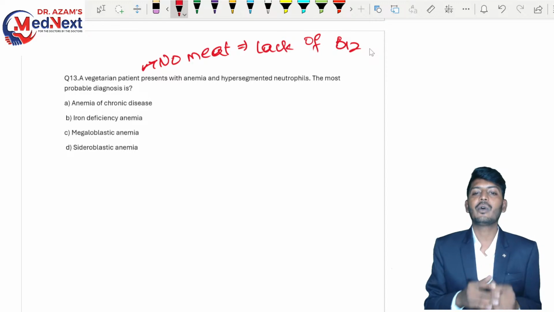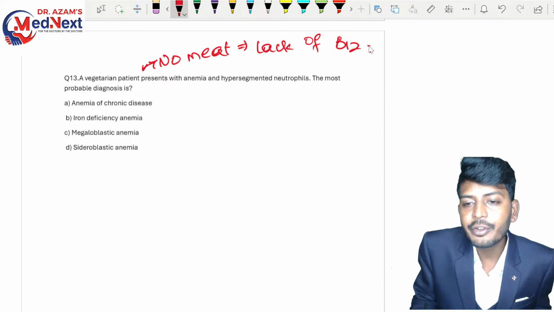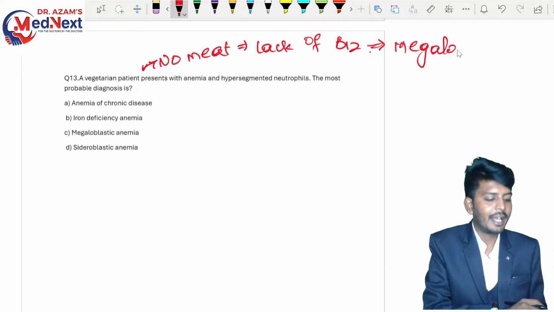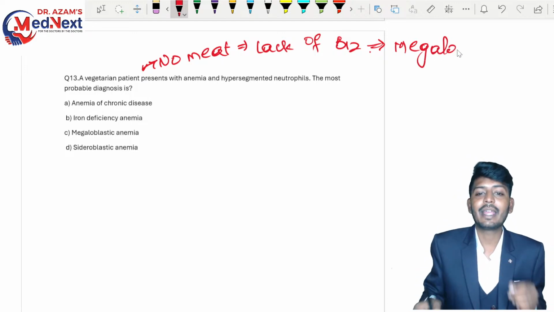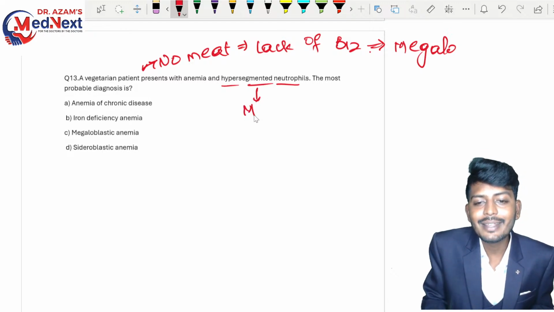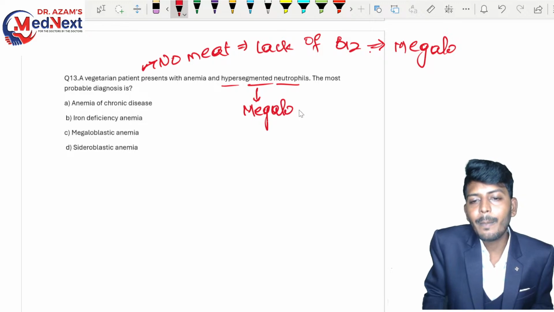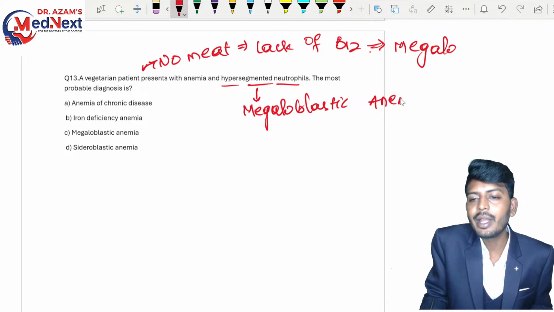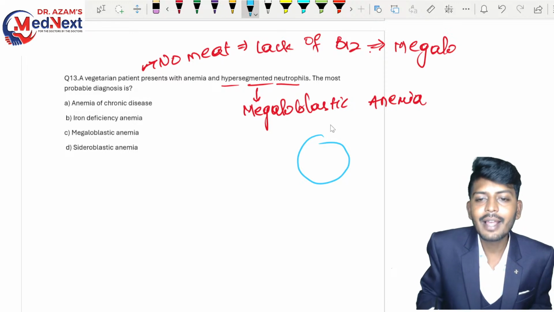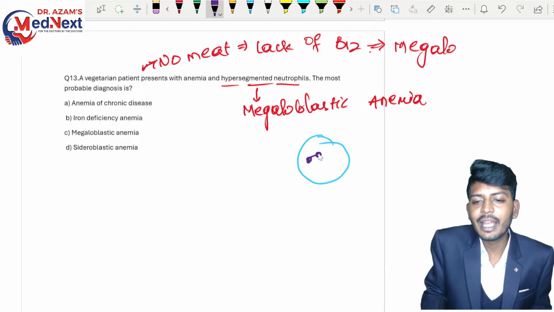So B12 का lack होगा and B12 का lack होगा तो क्या हो जाएगा? Megaloblastic anemia आएगा. What will be there? Megaloblastic anemia आ जाएगा. So megaloblastic anemia के अंदर ये भी याद रखो, hypersegmented neutrophil is a sign of megaloblastic anemia. Okay, so megaloblastic anemia के अंदर if you consider this is a neutrophil, inside the neutrophil का nucleus will look something like this. It will have segments. Okay, usually 4 to 5 segments होते हैं.